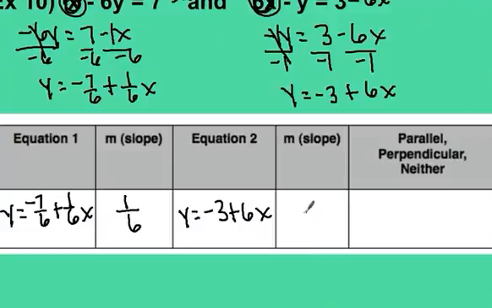So my slope for the second equation would be 6. Remember, for them to be parallel, they have to have the same slope. These are not the same. For them to be perpendicular, they have to be negative reciprocals, which means that they would have to have different signs. So we've got positive 1/6 and a positive 6. So since they are not different signs, even though they are reciprocals, they have to be negative reciprocals to be perpendicular. So because they don't have different signs, these are neither.